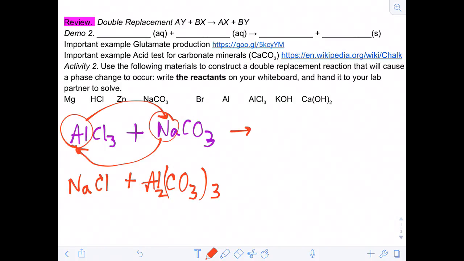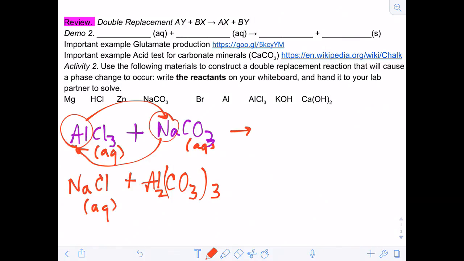So the question is, is there a phase change? We started with 2 things that are aqueous, right? They're dissolved in water. And we want to know, is table salt soluble? Yeah, absolutely. So you know from your own common experience, NaCl is soluble.